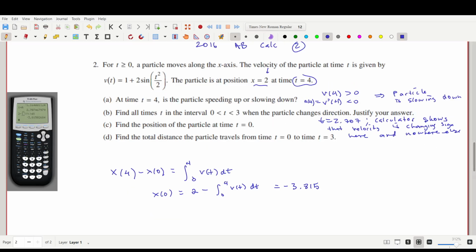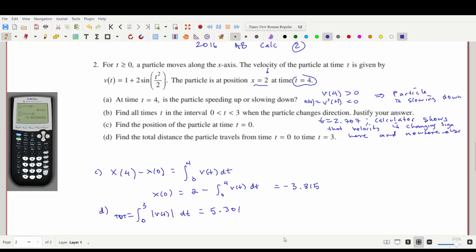All right, part D, find the total distance traveled from 0 to 3. That's just the integral from 0 to 3 of the absolute value of v of t dt. And that on my calculator is just math 9, 0 to 3, math abs of y1 dx. Bada bing, bada boom. We'll get the number in a second when it stops crying. 5.301.